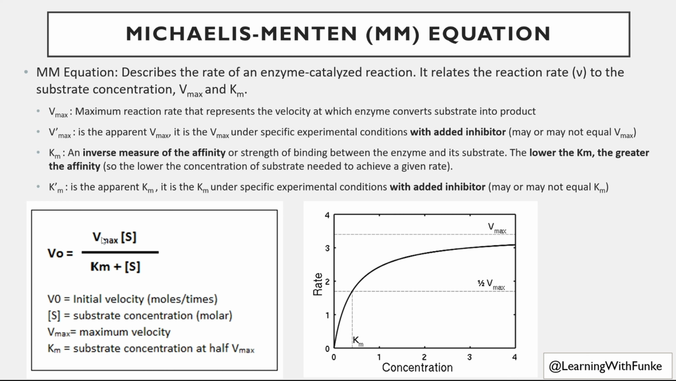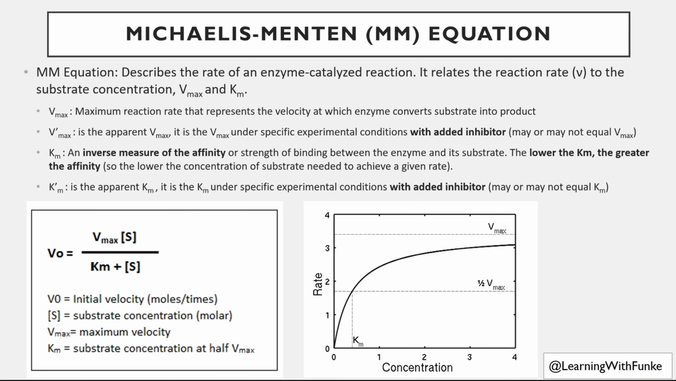So Vmax typically represents the max reaction rate, which corresponds to the maximum velocity at which enzyme converts substrates to products. And Vmax prime is the apparent Vmax, right? So usually we would use Vmax prime under experimental conditions where there is an added inhibitor. So sometimes Vmax prime equals Vmax, and sometimes Vmax prime may not equal Vmax, right? Based on the mode of inhibition going on.